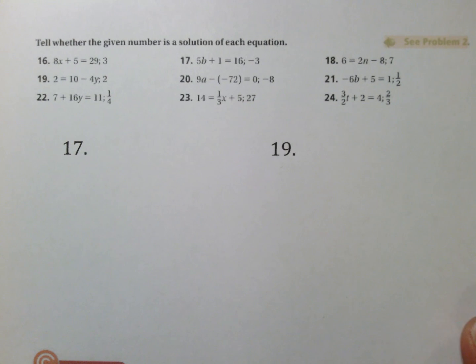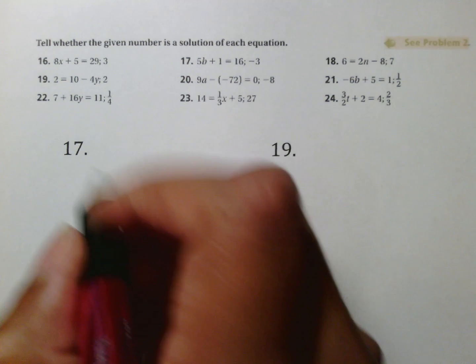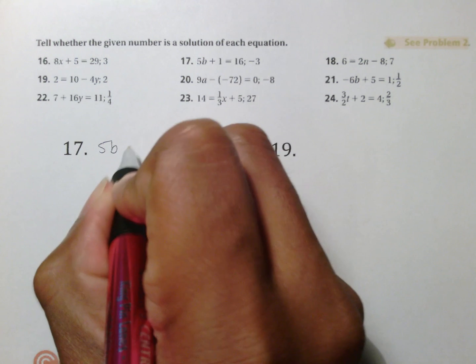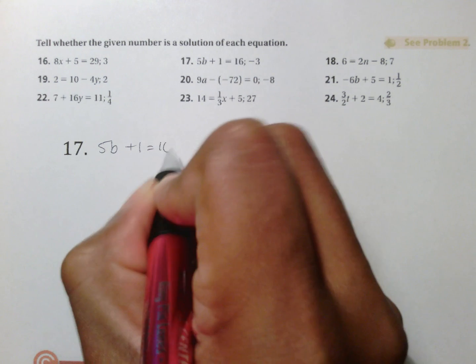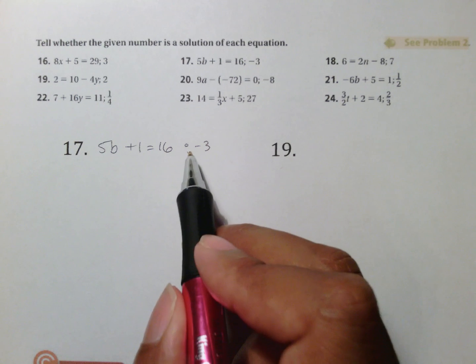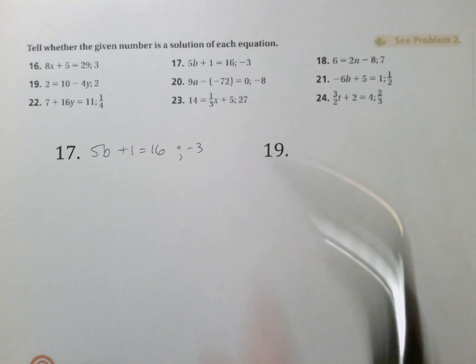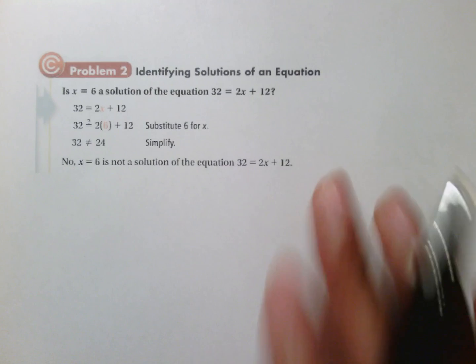The next part asks us to find whether a number is a solution to the equation. Again, I think this is the true or false thing, and what they give me here on 17 is 5b plus 1 equals 16, and they put a semicolon with a negative 3. What this semicolon means is that this is the value that they want me to actually plug in for b. So let's look at problem 2.